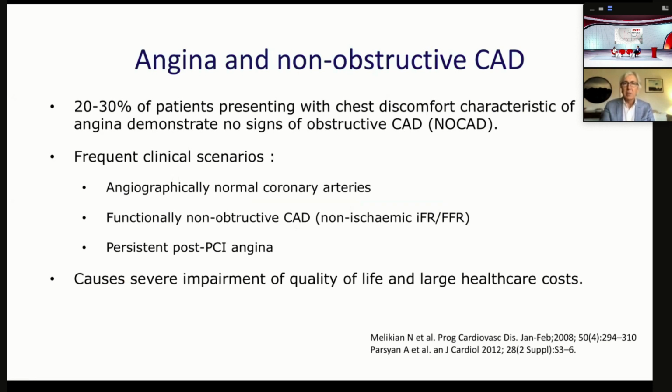And if we just focus on one specific manifestation or consequence of microcirculatory disease, angina, we know that it affects a lot of patients. The most frequent scenarios probably are patients who have angiographically normal coronary arteries, but some evidence of ischemia. But you may also have it in the context of lesions that are hemodynamically not significant as judged by FFR or iFR, or also in patients who have angina after PCI.